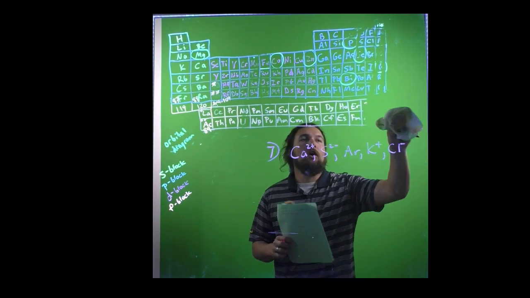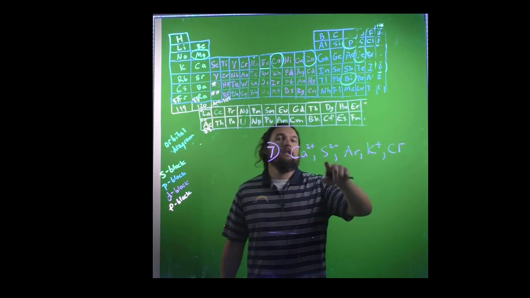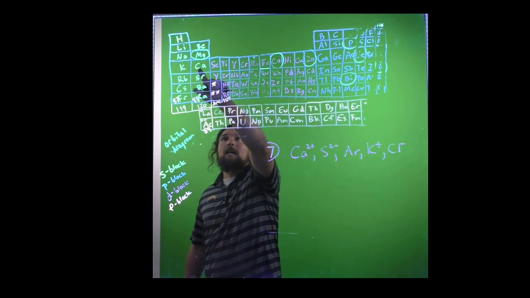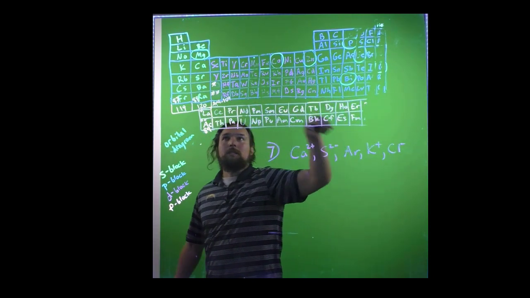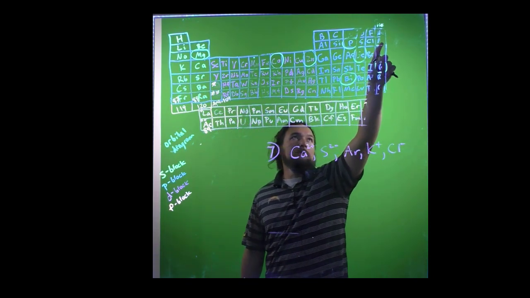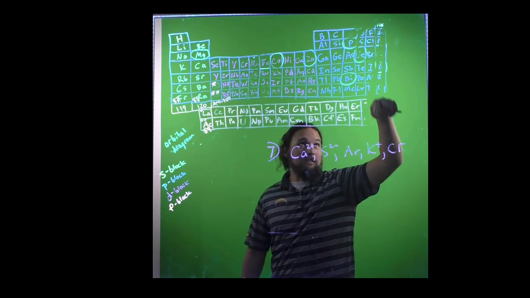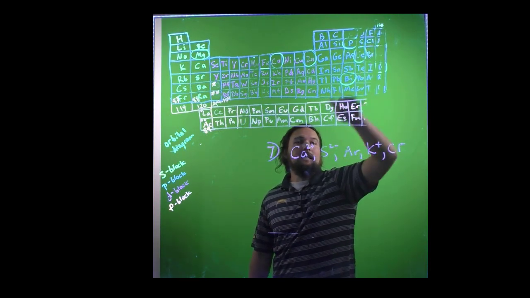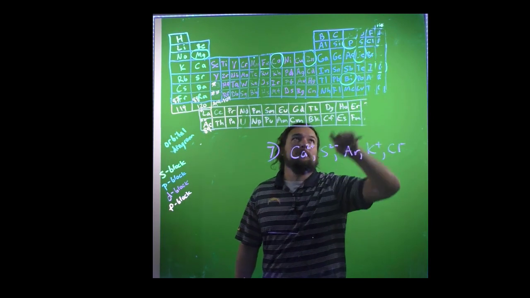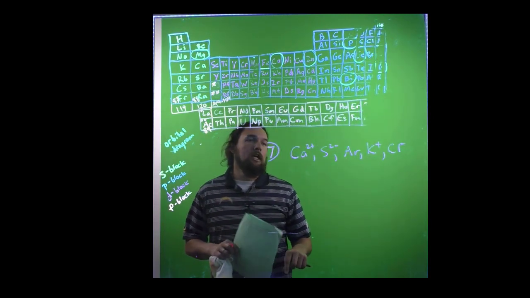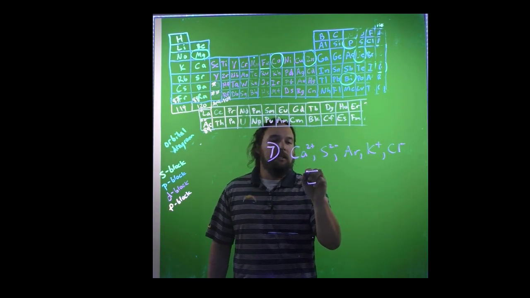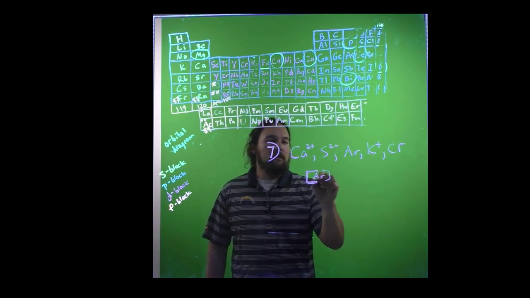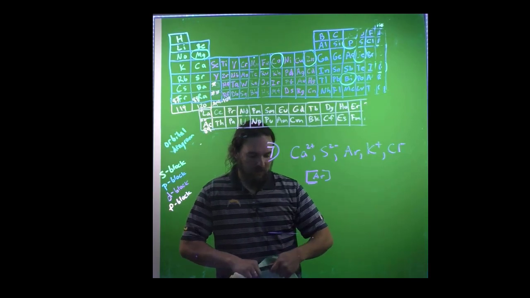Isoelectronic just means that all of these have the same number of electrons. If we look on the periodic table, calcium 2 plus has the same number of electrons as argon. Potassium plus loses an electron to be the same as argon. Chlorine minus adds an electron to be the same as argon. And S2 minus gains 2 electrons to have the same as argon. So all of these would have the same electron configuration as argon.